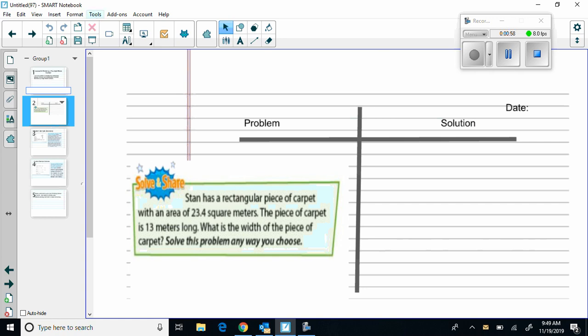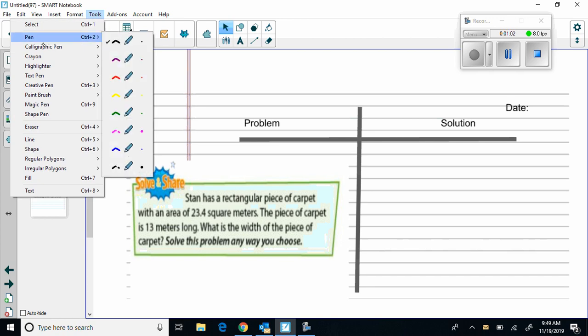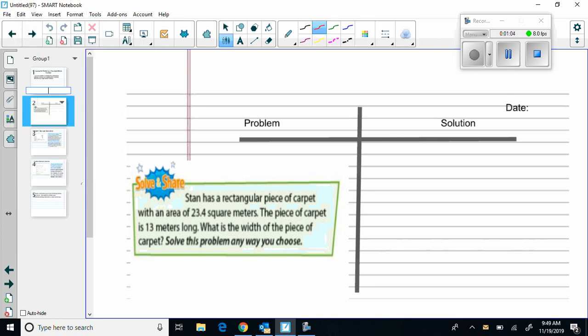And you remember, we want to make sure that we use cubes. I'm going to get my pen ready. Here we go. So when we talk about cubes, the first thing we're going to do as we read through it is we're going to circle our numbers. Stan has a rectangular piece of carpet with an area of 23 4/10 square meters.